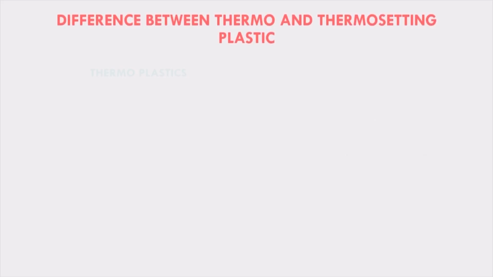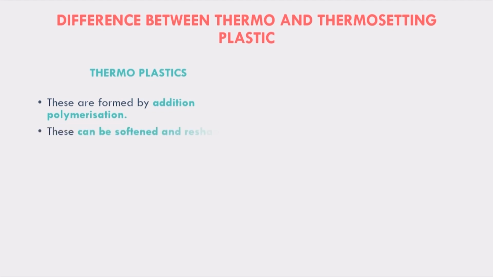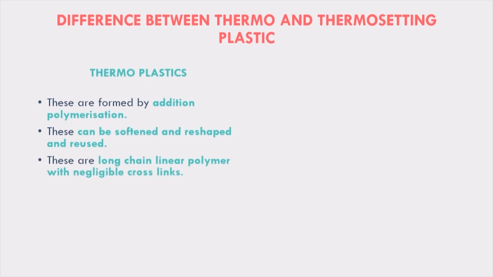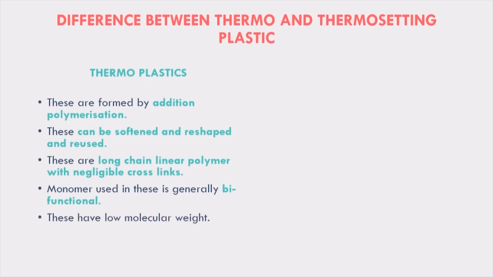Difference between thermo and thermosetting plastic. Thermoplastics. These are formed by addition polymerization. These can be softened, reshaped and reused. These are long chain linear polymer with negligible crosslinks. Monomer used in these is generally bifunctional. These have low molecular weight. Example: polyethylene, PVC, PVA, etc.